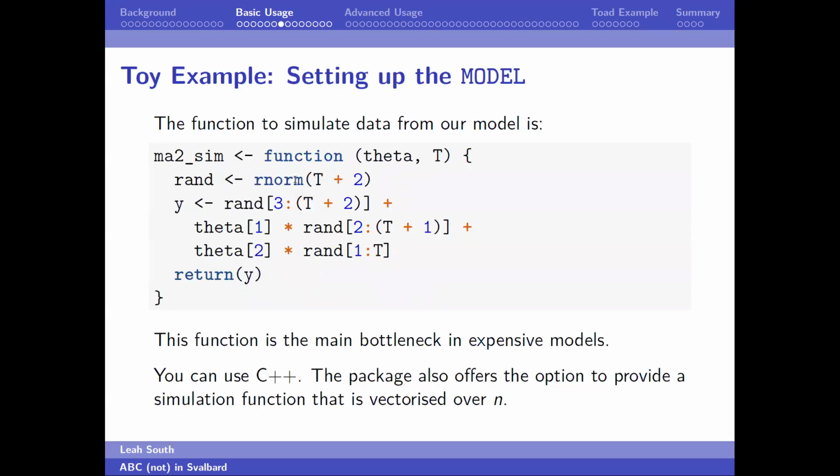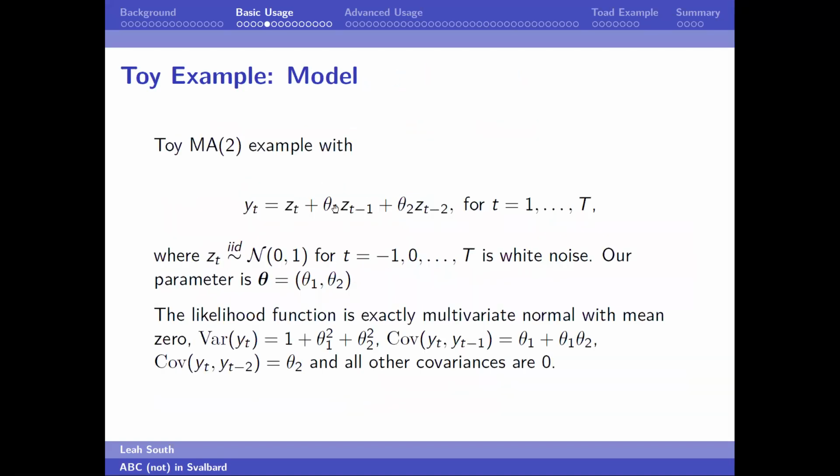Okay, so let's set up all of the parts of the model. The first part is going to be a function to simulate data. As you can see, the first argument is our parameter theta, and then we've got an additional argument that we'll pass in separately as well. This part here is really just the MA2 model, so it's just based on this thing here.